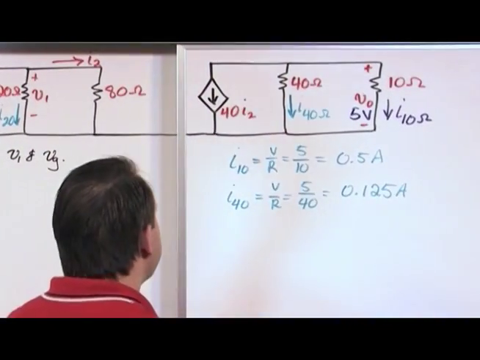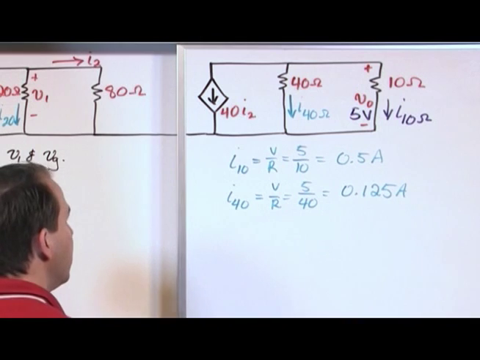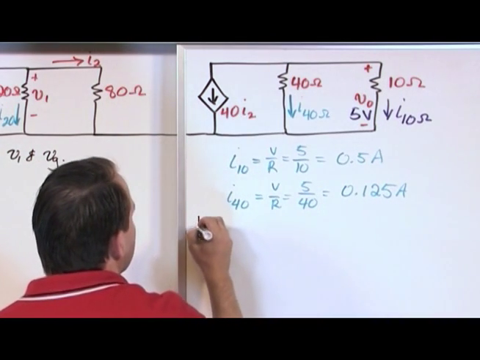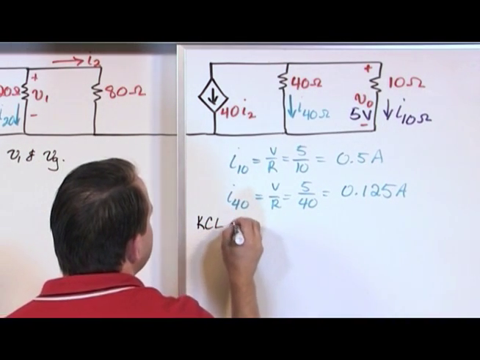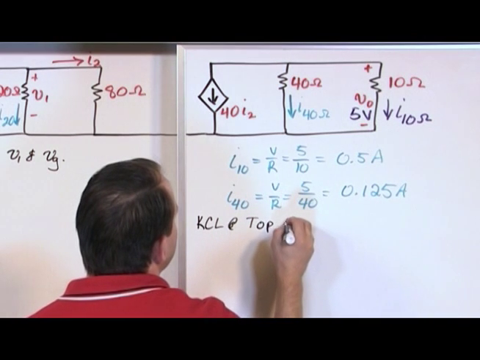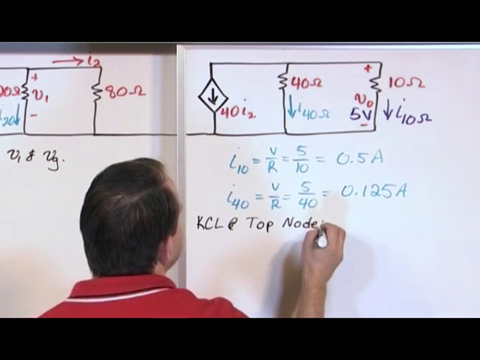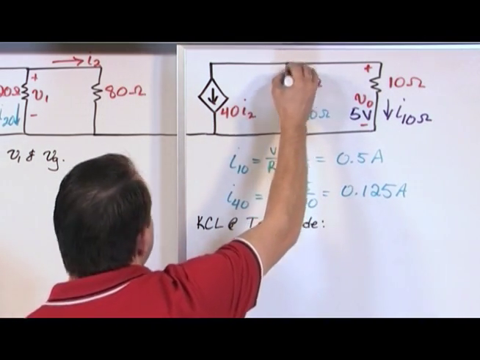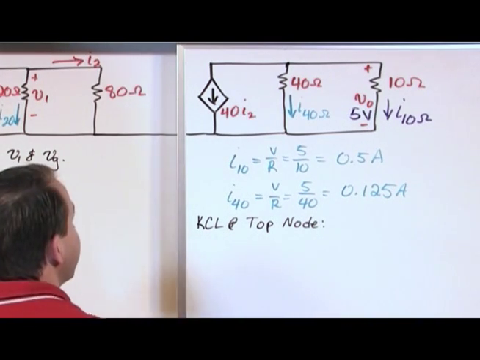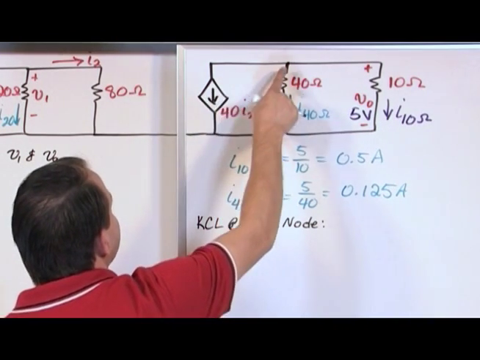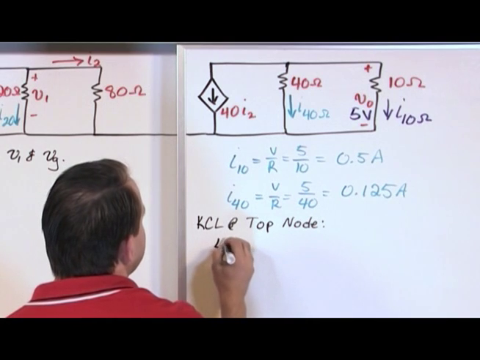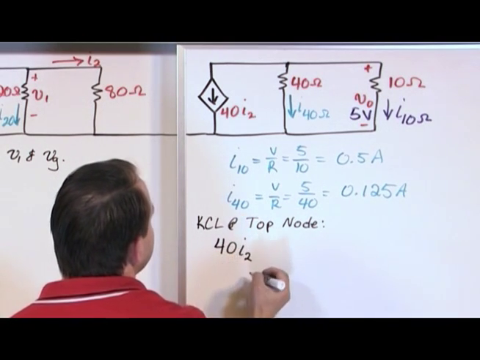So how do you think we're going to be able to figure out what I sub 2 is? Well, let's write a Kirchhoff current law at the top node. And I think you'll see here at this node right here, what we have is this current source flowing out of the node, so it's positive, so it's 40 I sub 2.